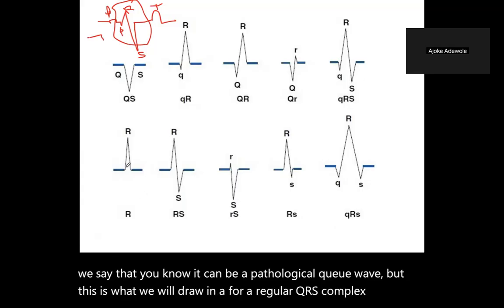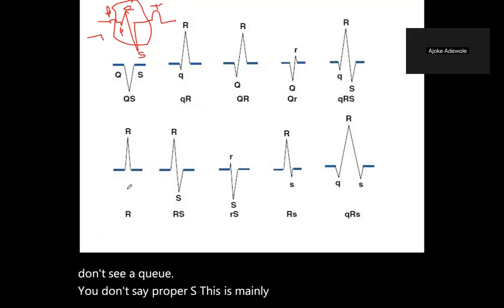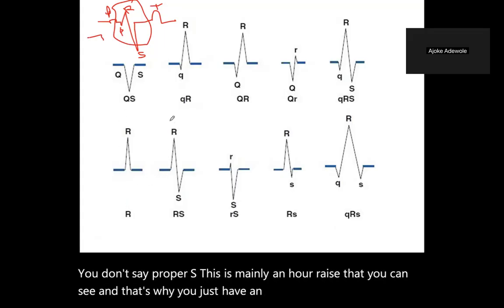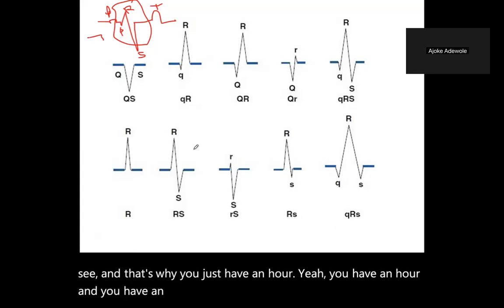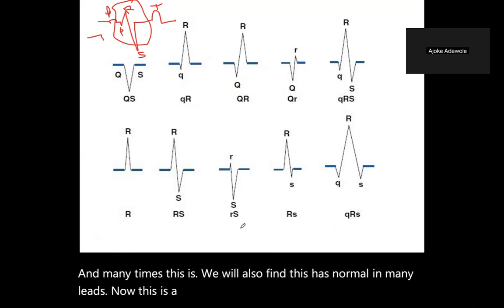Now, here you don't see a Q, you don't see a proper S. This is merely an R wave that you can see, and that's why you just have an R. Here you have an R and you have an S, right? And many times we will also find this as normal in many leads. Now, this is a small R and a bigger S.